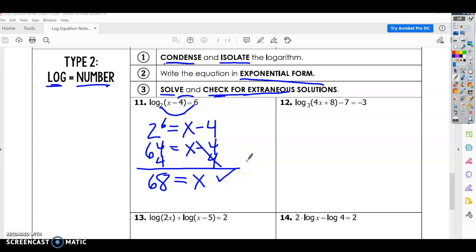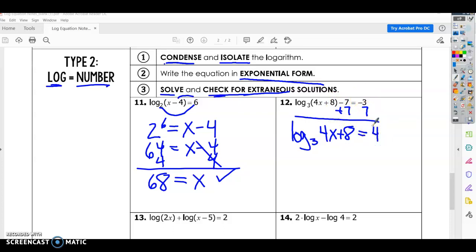All right, for number 12, when it says condense and isolate, that means we need to get rid of some stuff first. We need one single logarithm. We have this minus 7, which before we do anything else, we can add to the other side, because we want to condense this and make it one single logarithm. So I'm going to have log base 3 of 4x plus 8 equals, and if I add 7 to negative 3, I get 4.